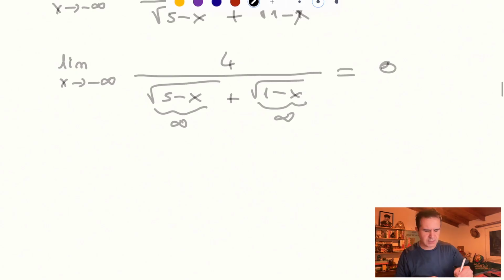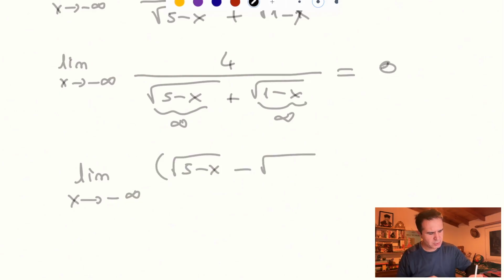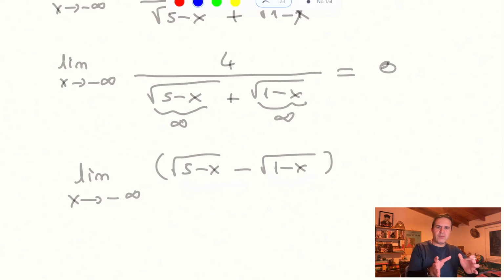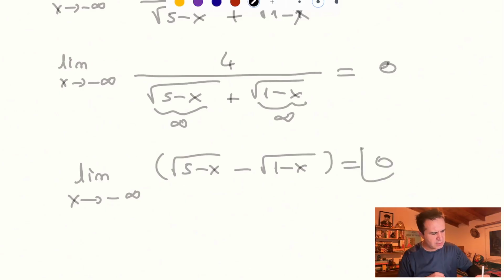In this problem, we see that the limit as x approaches minus infinity of square root of 5 minus x minus square root of 1 minus x, even though each square root part here goes to infinity, their difference can still approach a number, and here we have limit 0.